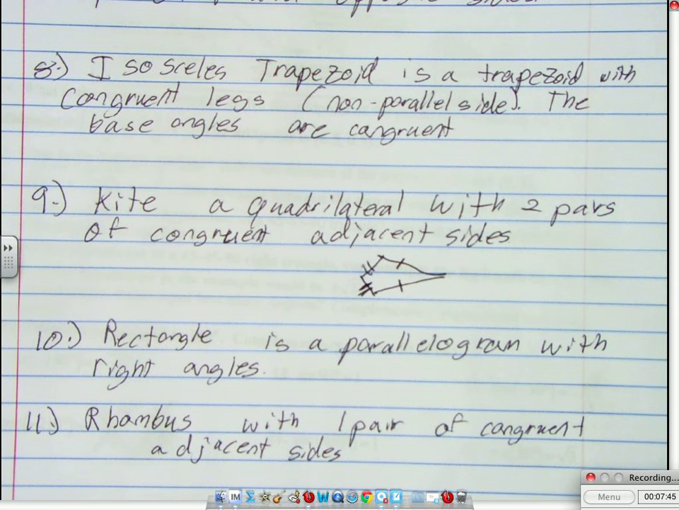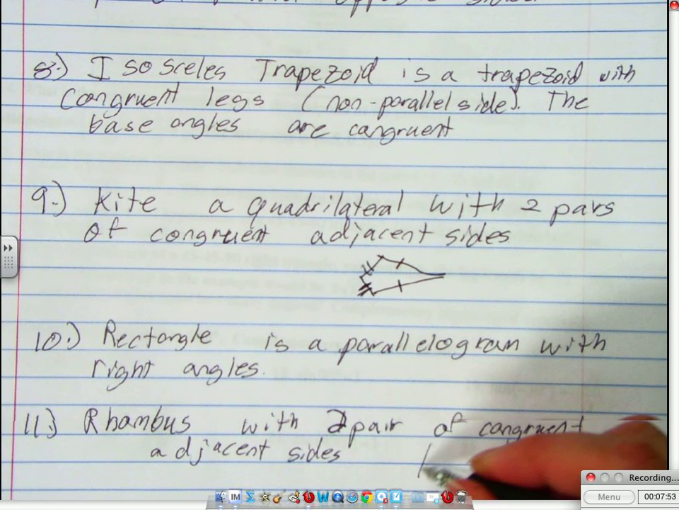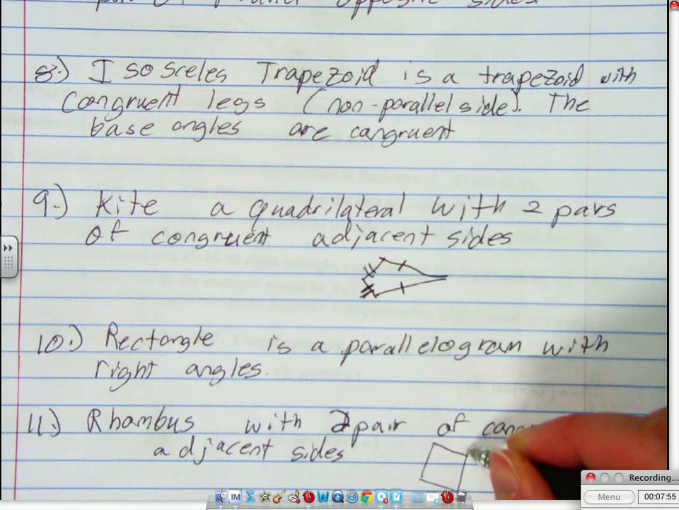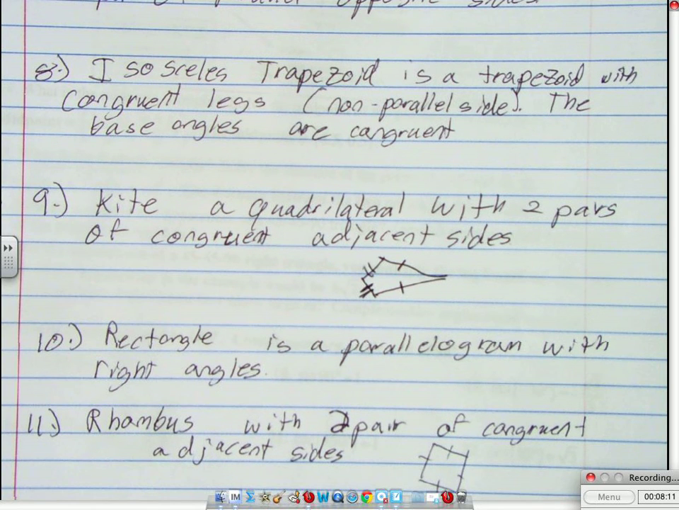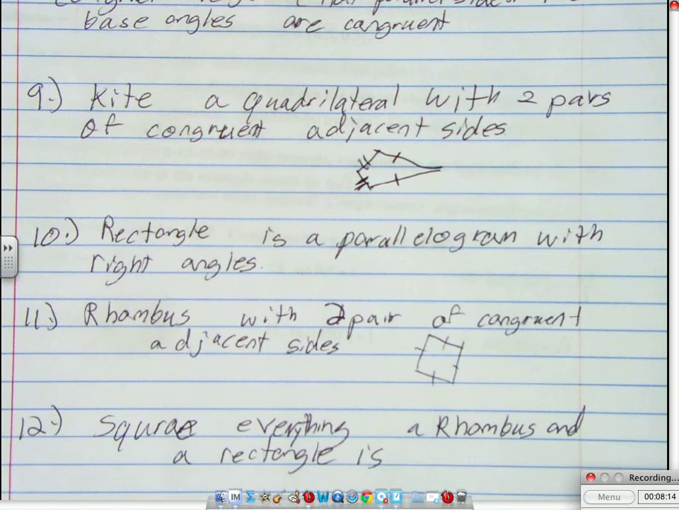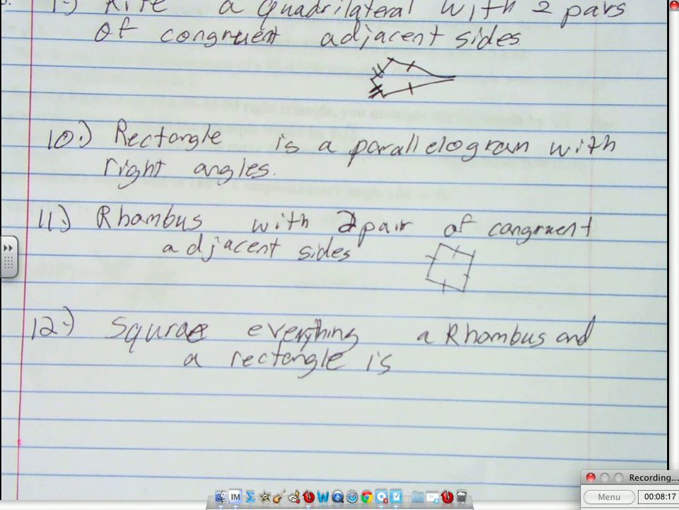11, a rhombus is a parallelogram with one pair of congruent adjacent sides. At least, I think it's supposed to be two pairs though. All four sides of a rhombus are congruent. Number 12, a square is everything a rhombus and a rectangle is.